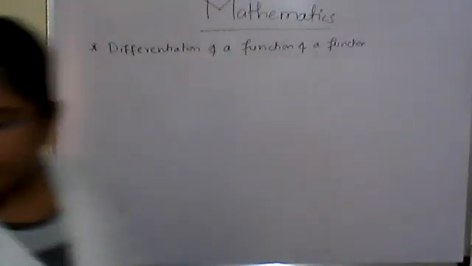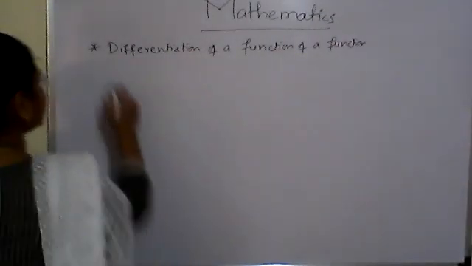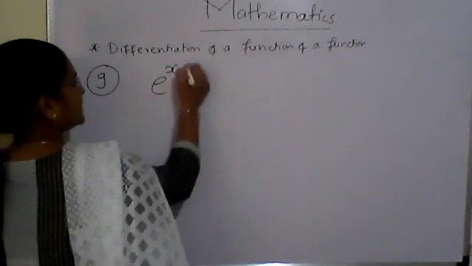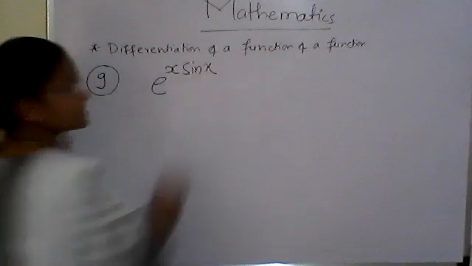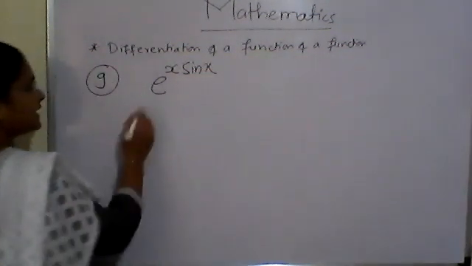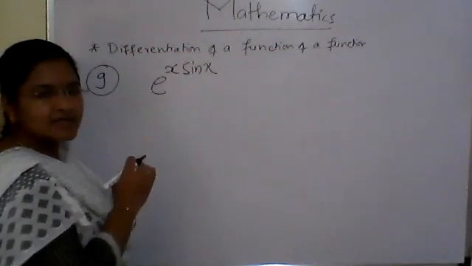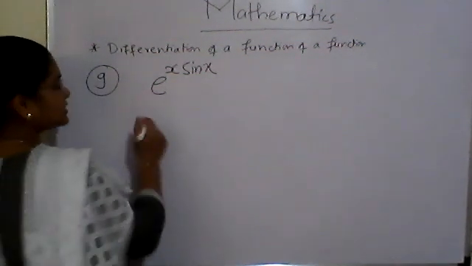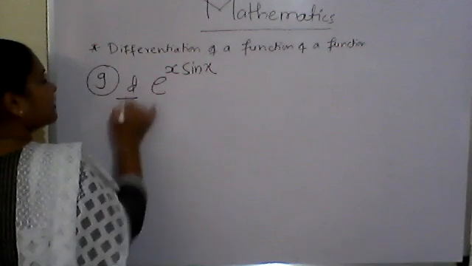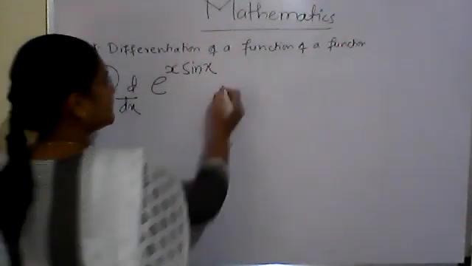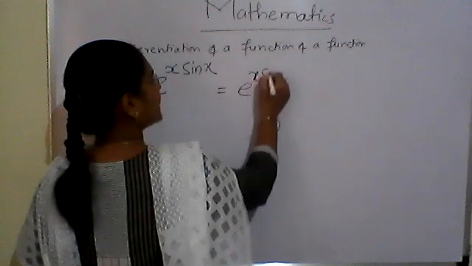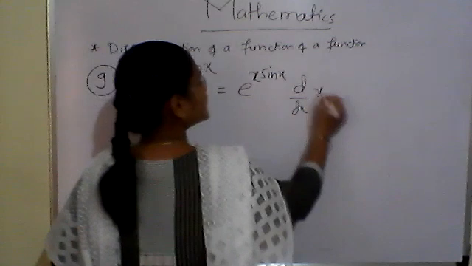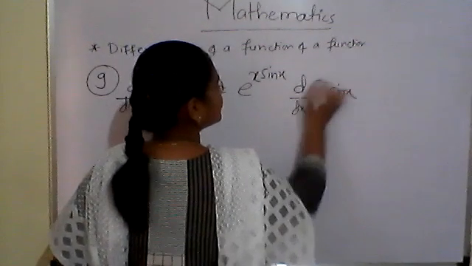Okay. So, the ninth question is e raised to x sin x. E raised to x sin x into the derivative of the expression which is the power of the exponential function. So the derivative of e raised to x sin x is e raised to x sin x as it is into the derivative of x into sin x.